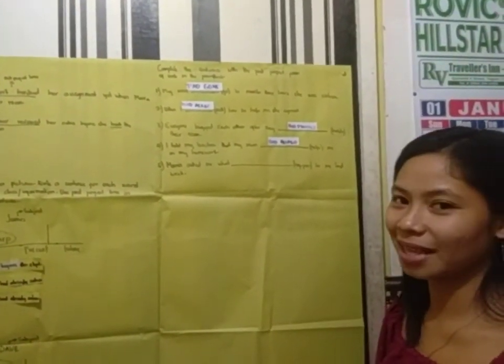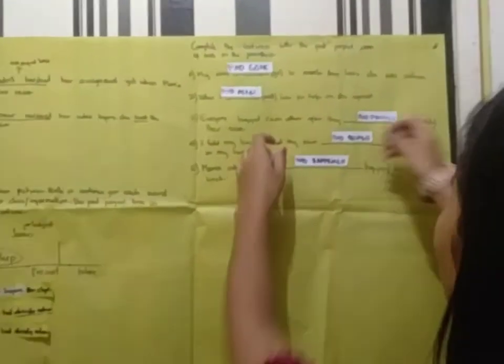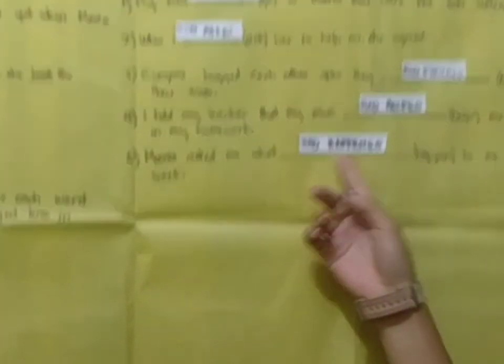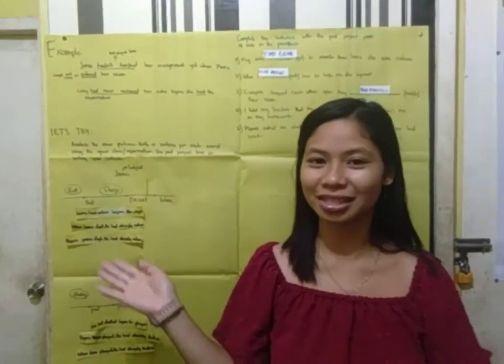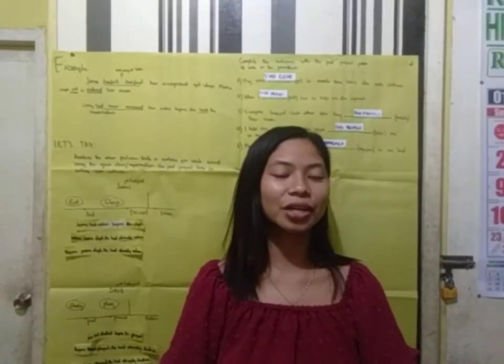And let's proceed to our last item: Maria asked me what blank happened to me last week. So what's the answer? Very good. Had happened, because the past participle of happen is happened. Okay, great everyone. I hope you understand what we have tackled and discussed for today.